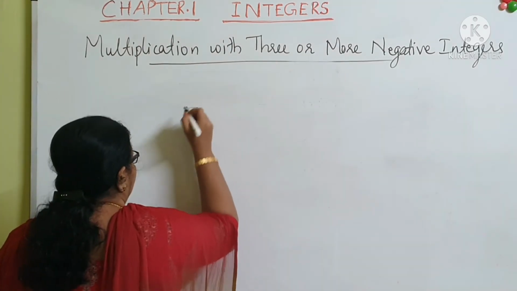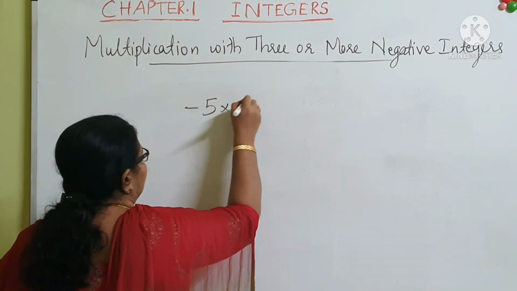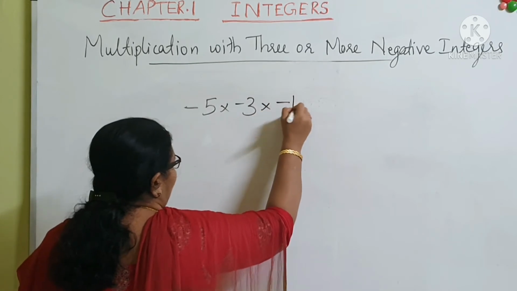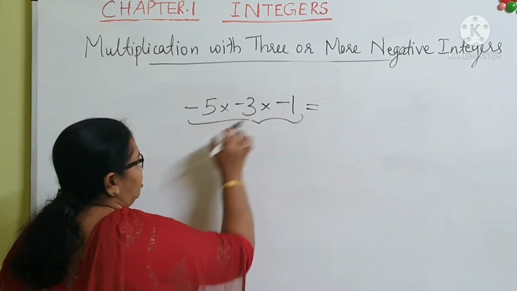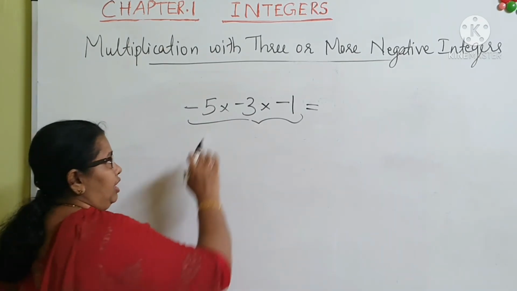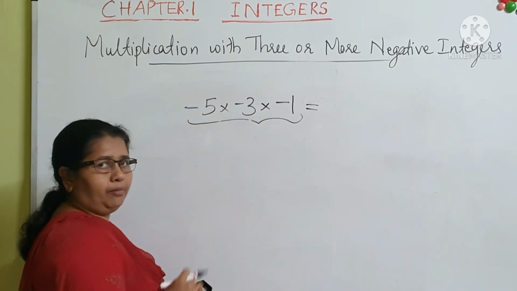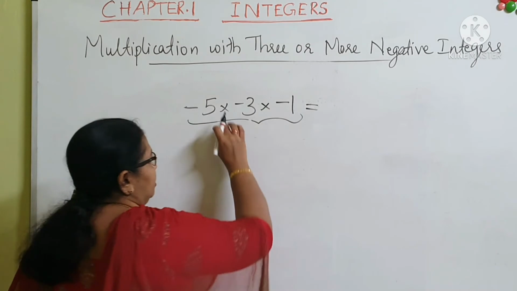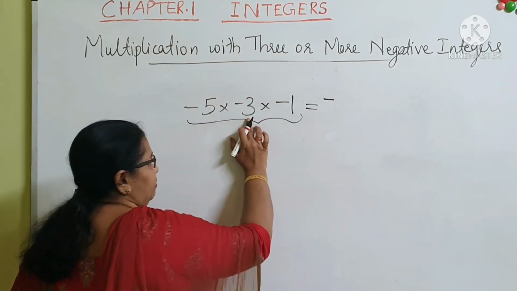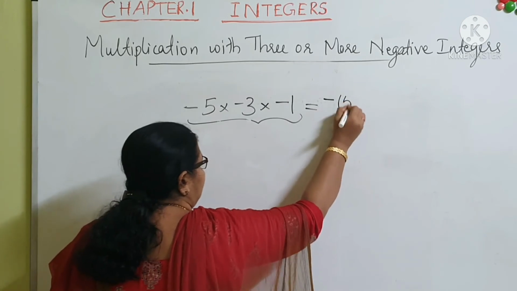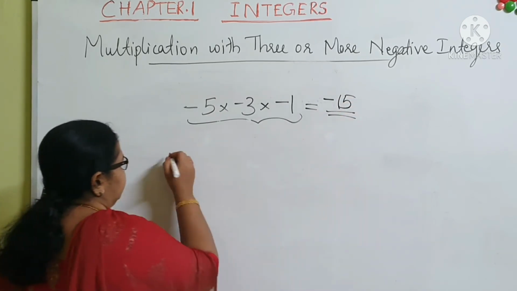Example, negative 5 into negative 3 into negative 1. That is 3 times. Odd number of times. 3 negative integers. That is odd number of negative integers. So their product will be negative. 5 3s are 15 into 1, 15. So the answer is negative 15.